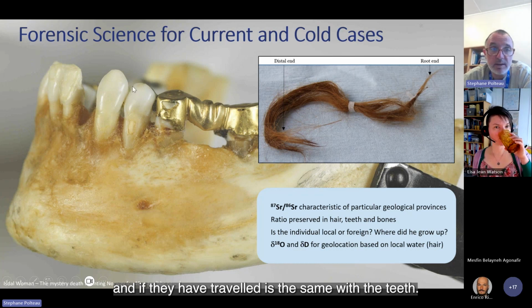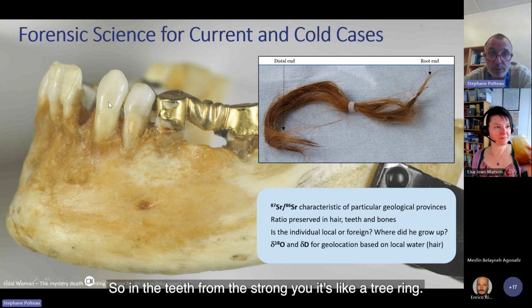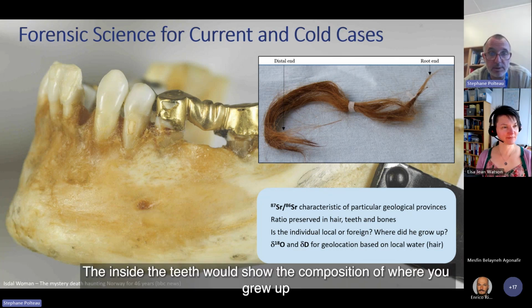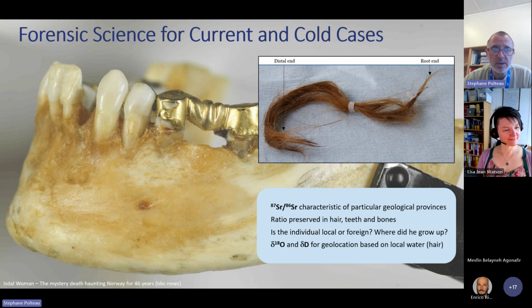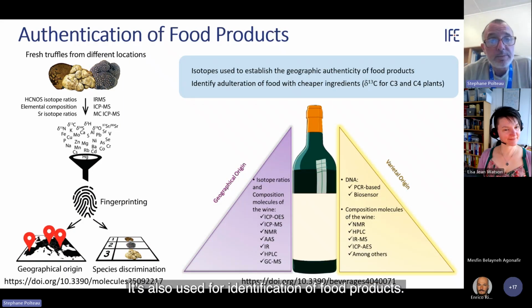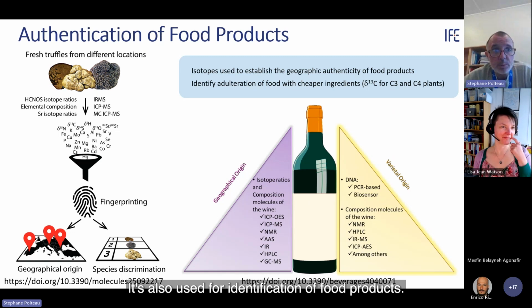It's the same with the teeth. So in the teeth for the strontium, it's like a tree ring. The inside of the teeth would show the composition of where you grew up, and as you go outside towards the outer part of the tooth, you would get the trajectory of that individual.